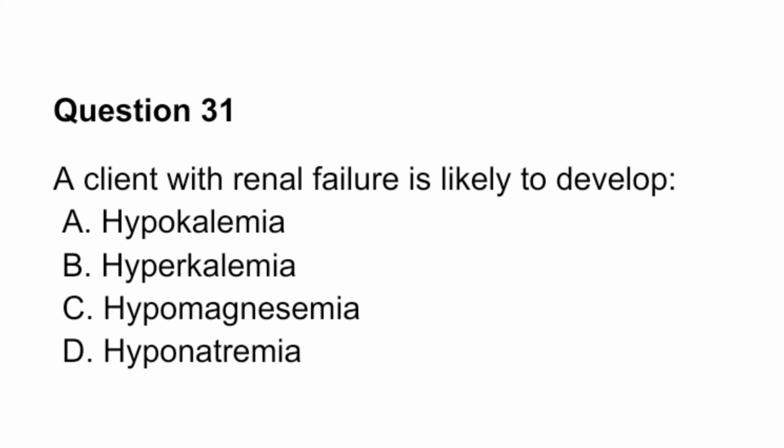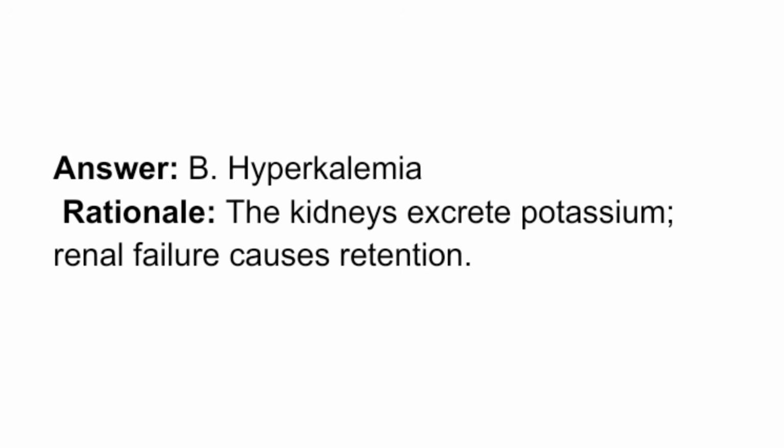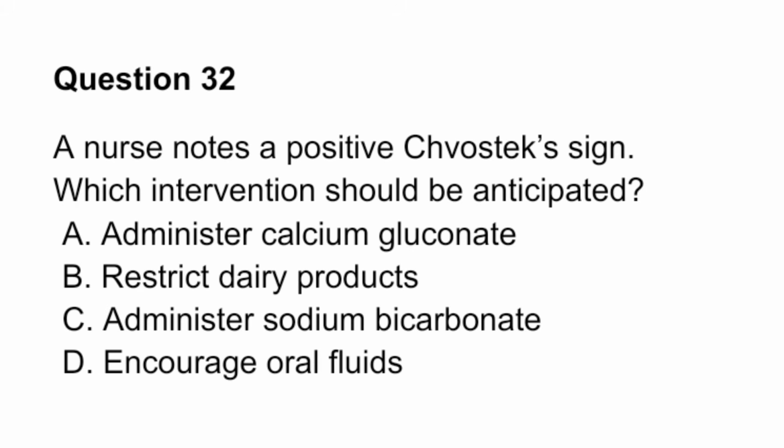Question 31. A client with renal failure is likely to develop A. hypokalemia, B. hyperkalemia, C. hypomagnesemia, D. hyponatremia. Answer: B. Hyperkalemia. Rationale: the kidneys excrete potassium. Renal failure causes retention.